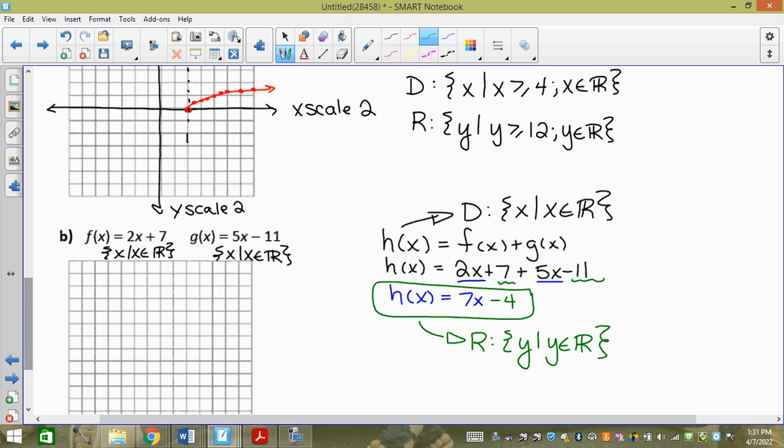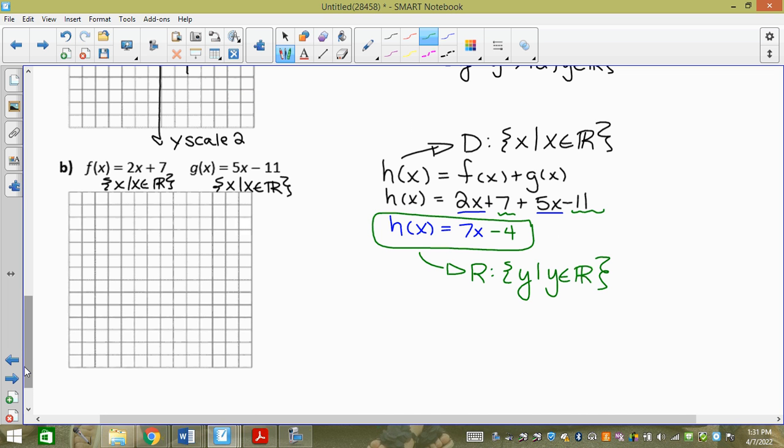Not even making you graph it, just proving a point. Okay, flip over. So what I want to tell you here is that where the domain of both of them exists is where the graph exists. So you don't actually have to find the equation of h of x if the only question is what's the domain of it. If it's the range, you have to find it. If they ask for the equation of it, you have to find it. The only way you don't have to find it is if they ask for the domain.